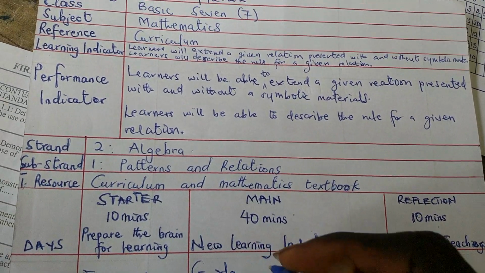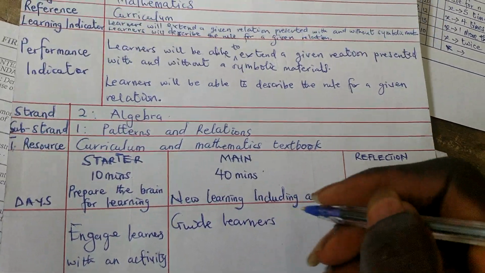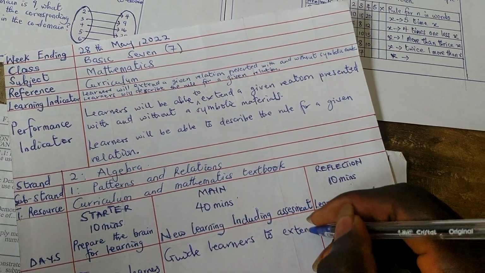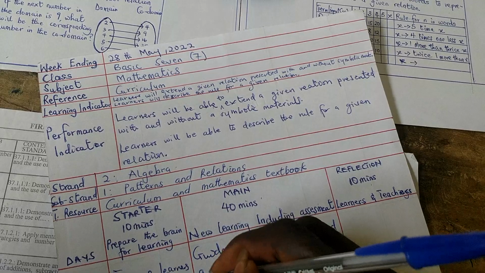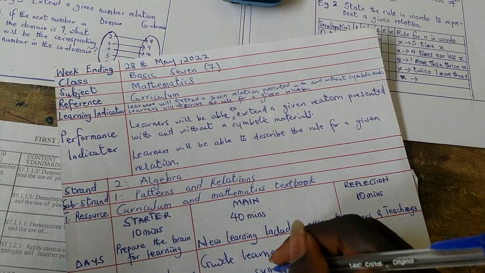guide learners. You are going to guide learners to do what? Extend. So you write, to extend a given relation, a given symbolic relation.